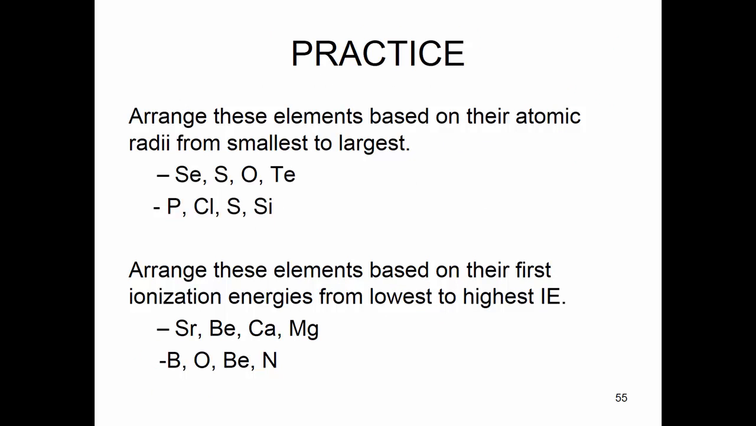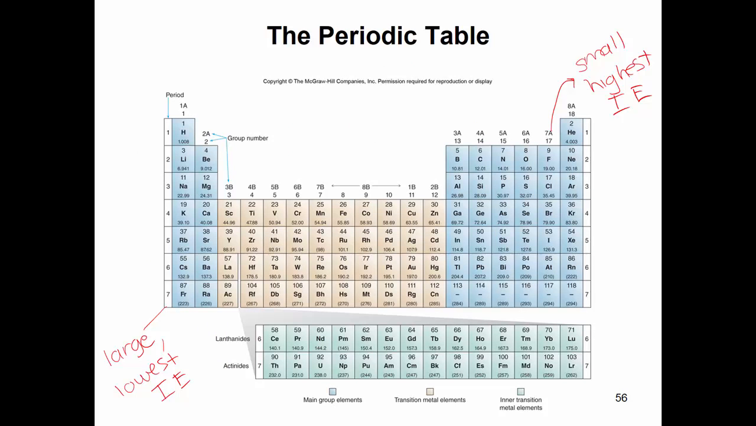All right, so write these problems out. You can pause the video if you need to. The first ones we're going to arrange in order of atomic size from smallest to largest. And then we're going to come back to those and look at ionization energy. So here everything's in the same group. We're looking at size from smallest to largest.